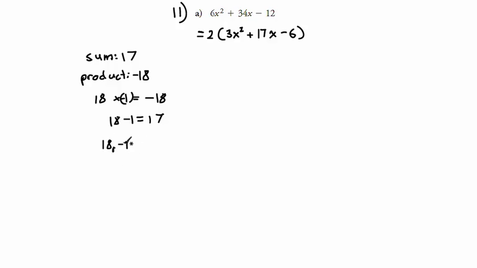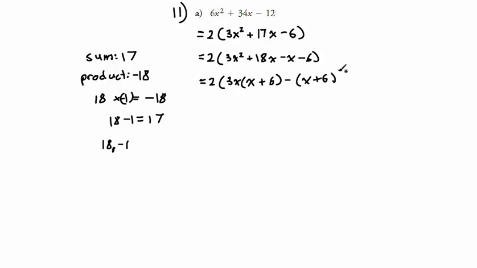Now, based on this, we decompose the middle term to bracket 3x squared plus 18x minus x minus 6. Now from the first two terms, we can factor out 3x. We're left with, well, from here we're only left with an x, and 3x goes into 18x 6 times, so that's plus 6. And then from here, all you need to do is factor out a minus sign, and what do you notice? X plus 6.